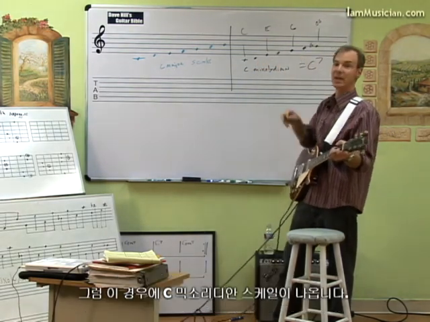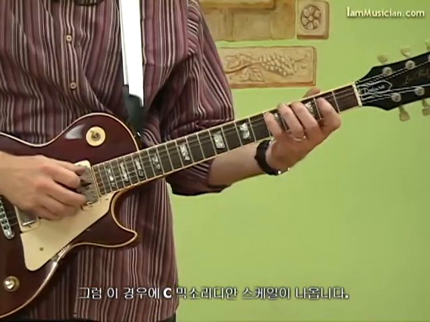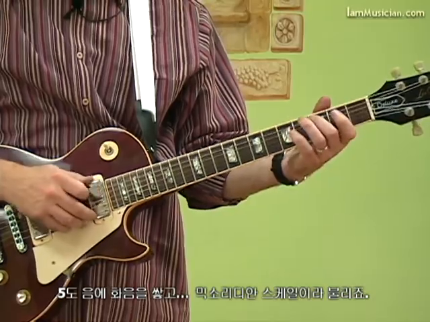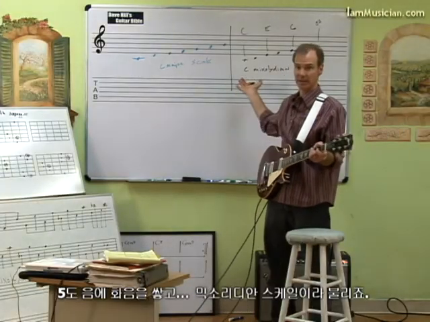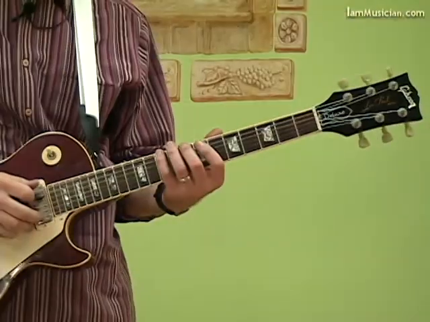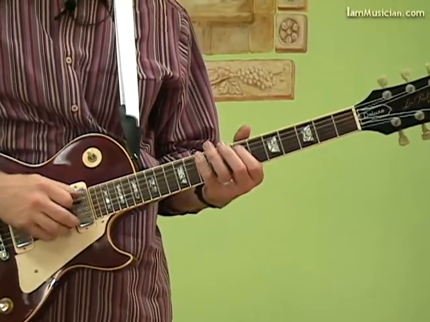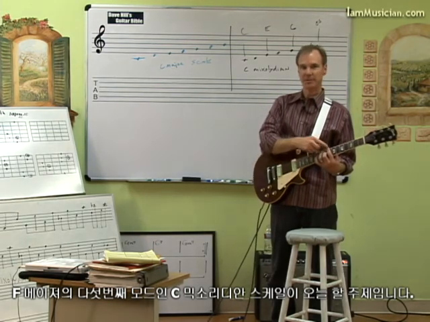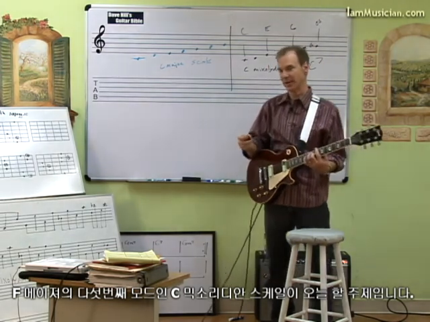in this case, you get a C Mixolydian scale harmonized from the fifth degree, and that's called a Mixolydian scale. Okay, it's the fifth mode of a major scale, and in this case, it's the fifth mode of an F major scale. So the fifth mode of F is C Mixolydian, and that's the scale we're going to be playing today.